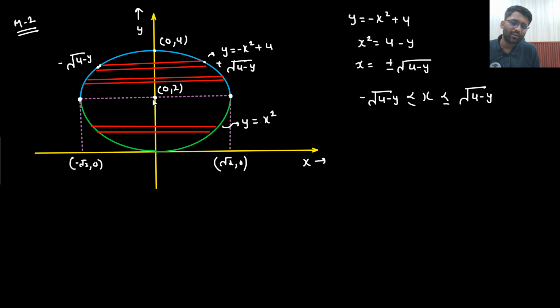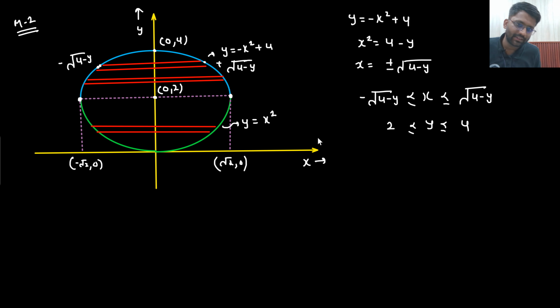Y is going from 2 to 4. What you do? You take the projection on y axis. Take the projection from here. So just squeeze this structure on y axis. So value of y is going from 2 to 4. Understandable?